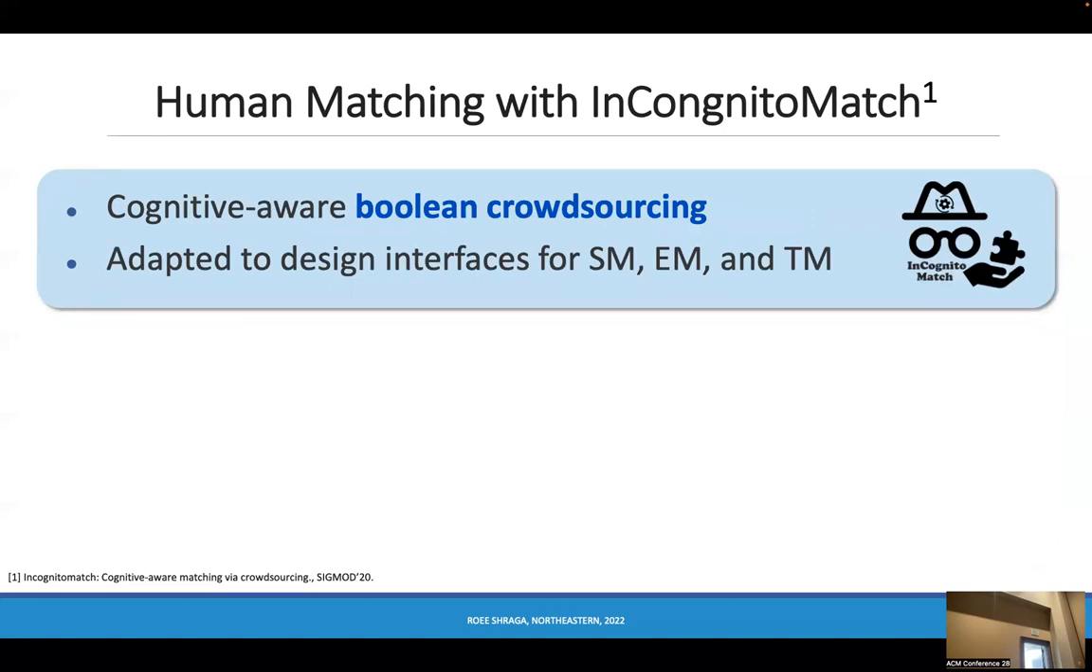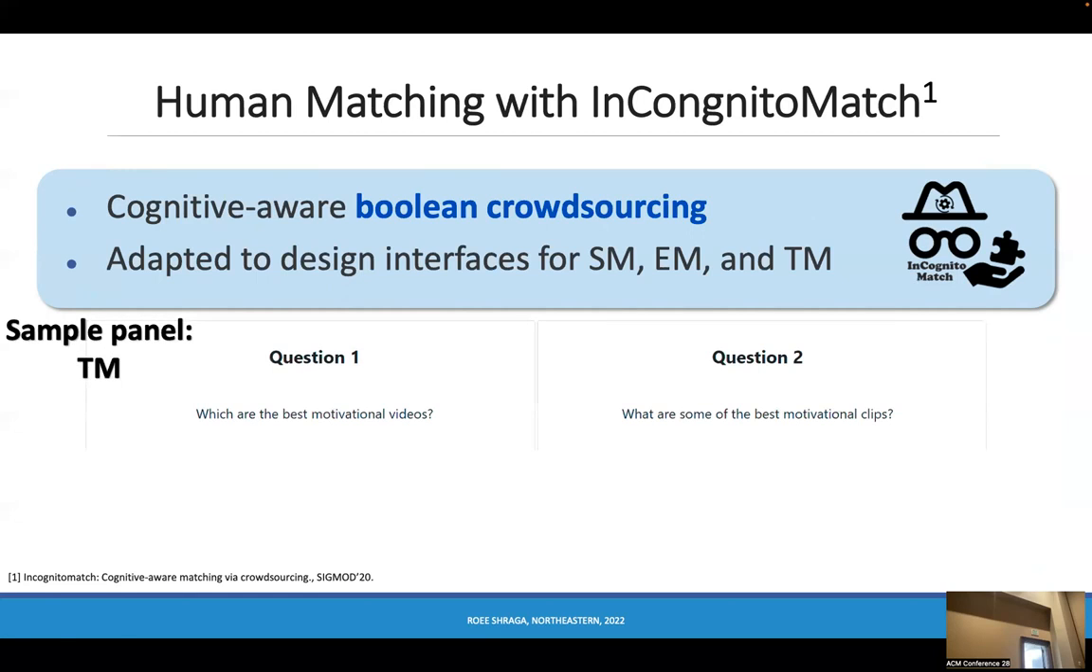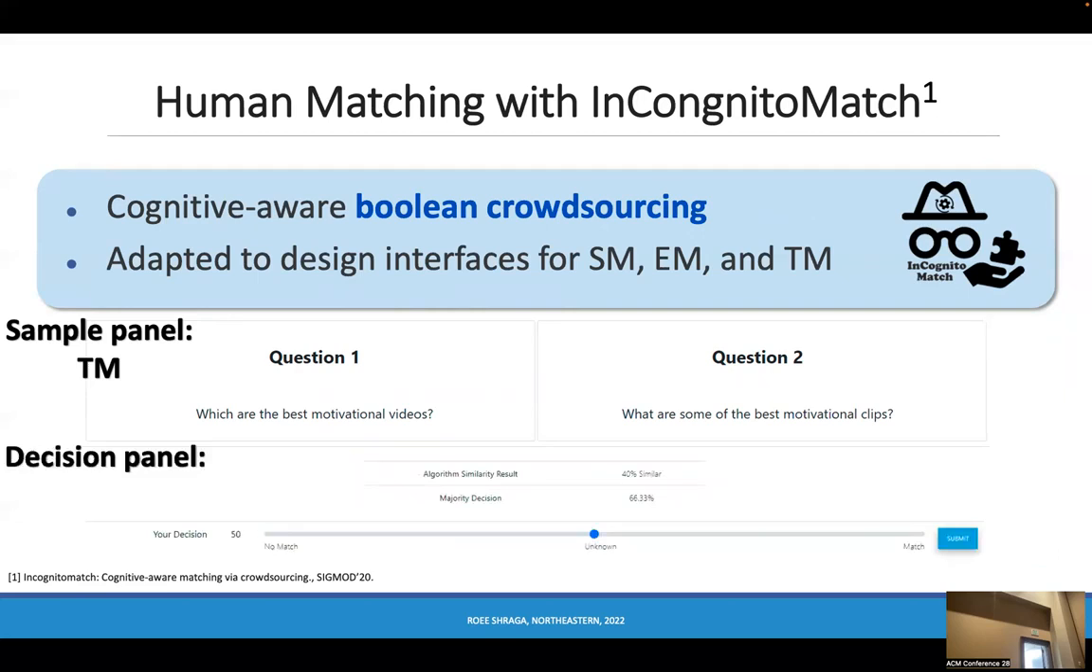So in this work, we look at Boolean crowdsourcing, which is actually what you think of when you think of crowdsourcing. We have one question, and we ask: let me know what you think about this question. We use the Incognito match tool for that. It was originally designed for schema matching, but we adopted it for entity matching and text matching as well. So this is how it looks. We have a sample panel. Here are the questions that we saw before. We have two questions, and the participants have their decision panel, and then they can choose whether these two questions match or not, and what their confidence is for that. So we have two parts of this scale here.